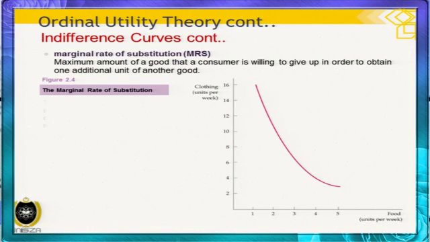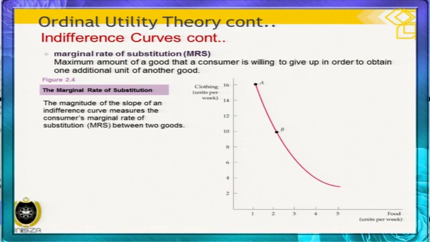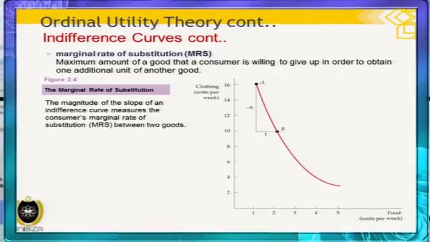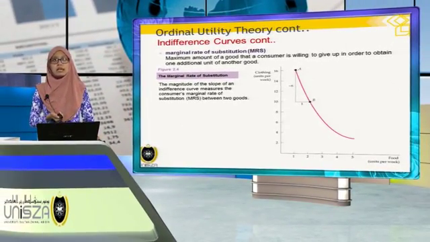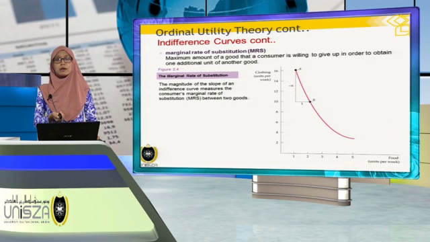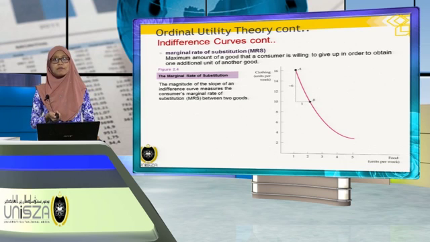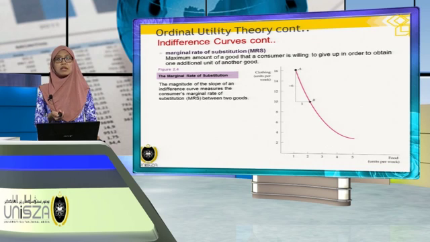Okay. Now, we move to the marginal rate of substitution, or we can call it MRS. It can be defined as the maximum amount of a good that a consumer is willing to give up in order to obtain one additional unit of another good. The magnitude of the slope of an indifference curve measures the consumer's marginal rate of substitution between two goods.